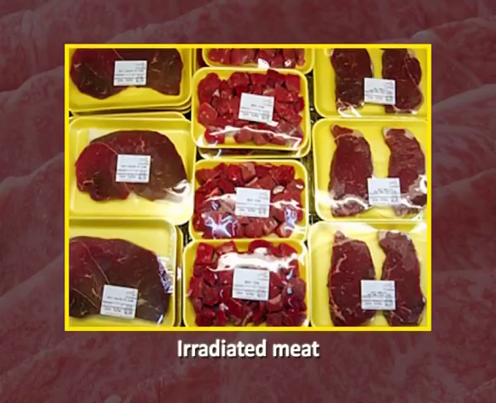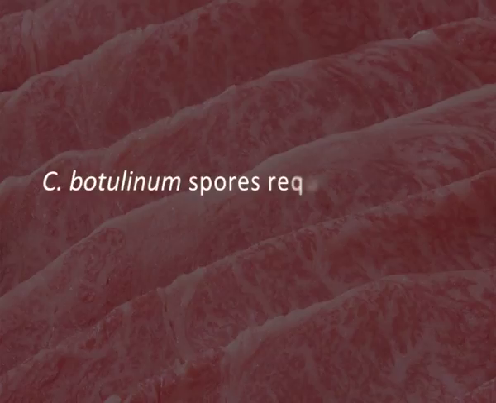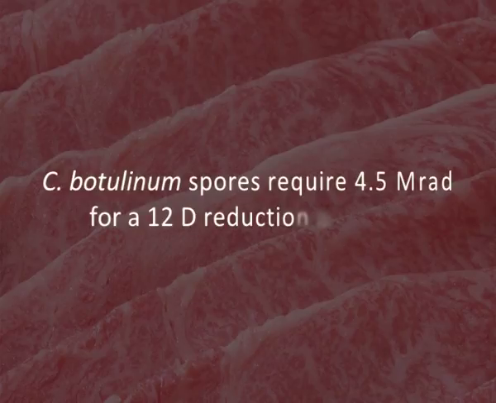A dose of 4 to 5 megarads, that's radappertization, can sterilize pork, poultry, and fish. This level of treatment is the most severe and will destroy all spoilage and pathogenic microorganisms. Clostridium botulinum spores require 4.5 megarads for a 12D reduction process. This requires that the process reduces a hypothetical Clostridium botulinum population by 12 decimal logarithmic cycles.